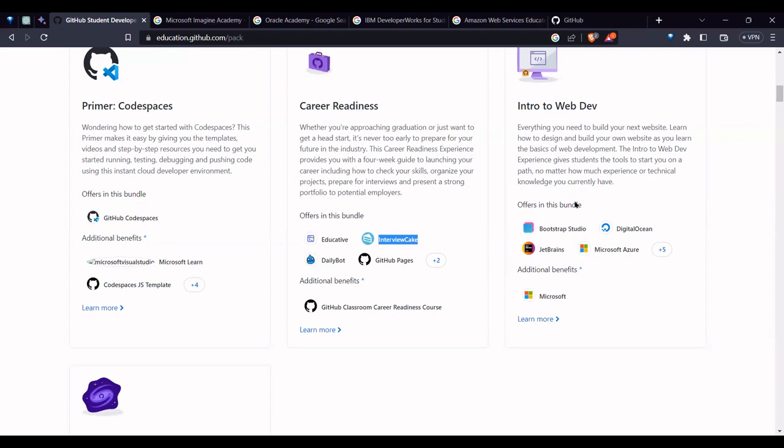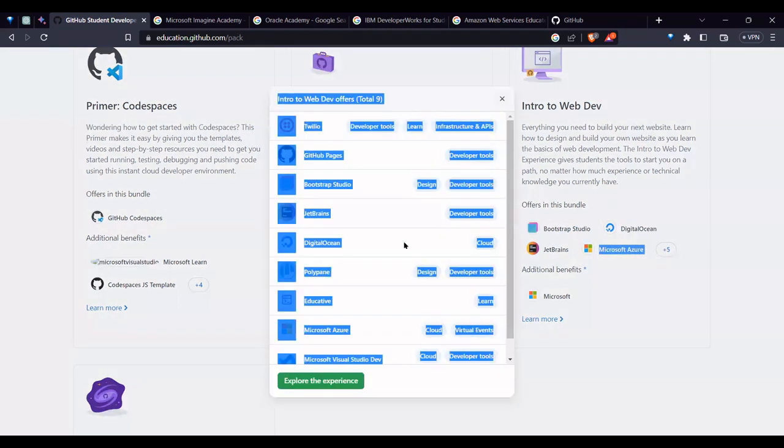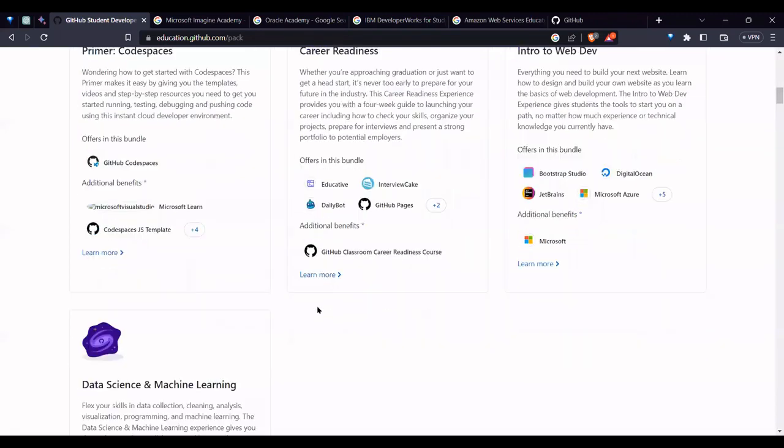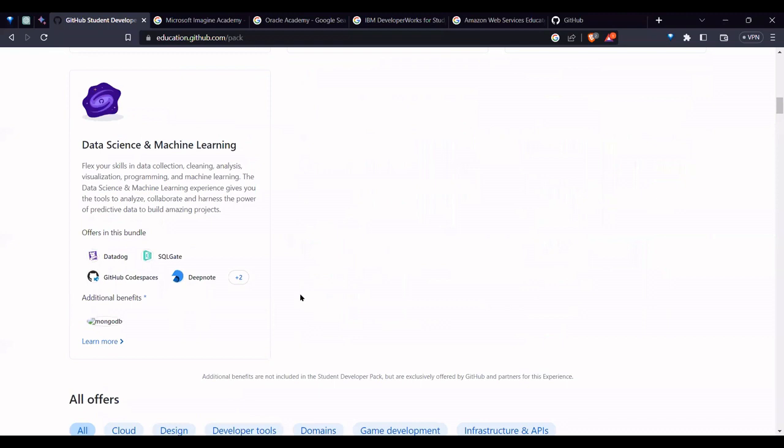At the same time, for web development, you need some JetBrains IDE, like PyCharm, or Bootstrap Studio. DigitalOcean is another cloud provider. Microsoft Azure is also there. Like that, there are multiple services you can get. All of them have been compiled into a single place. That's the reason it is more productive.